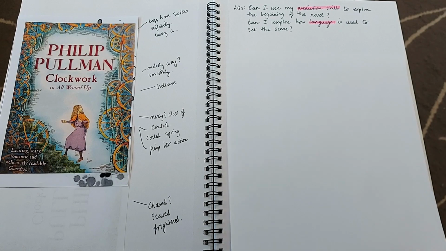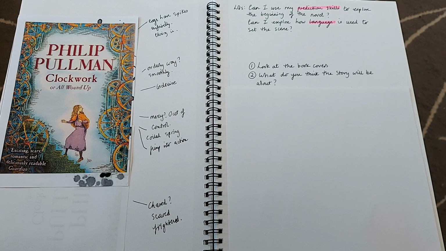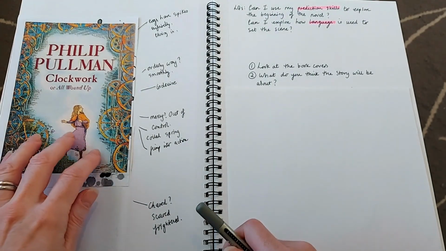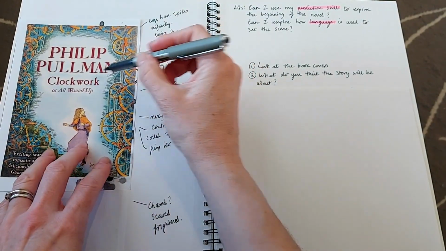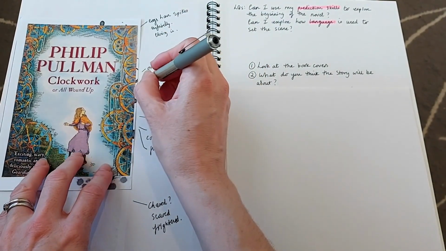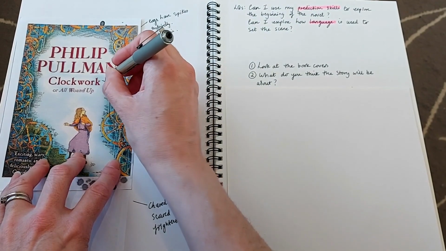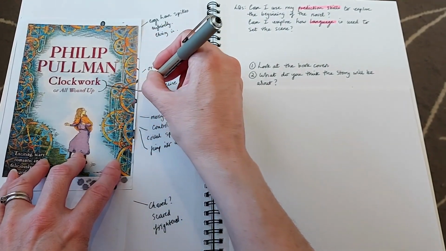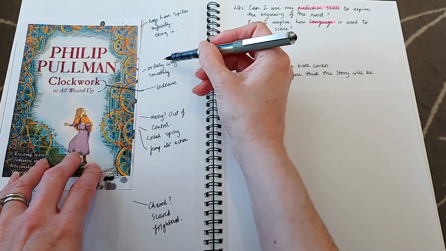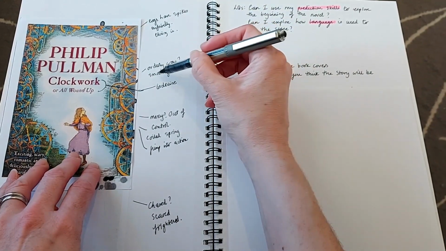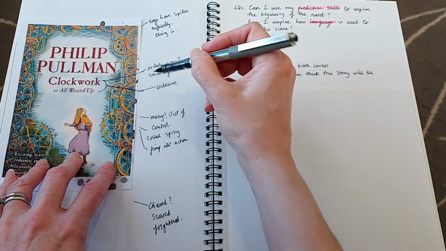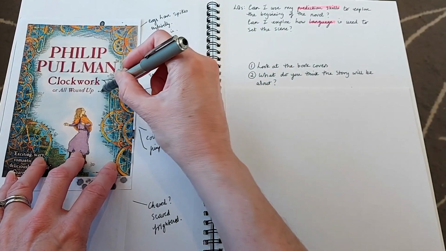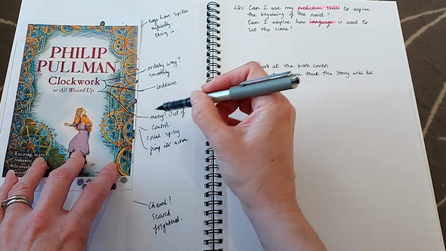So running through my questions, the first one is, look at the book covers and what do you think the story will be about? So I've started to analyse the front cover here, and I'll start with the title. So we've got Clockwork or All Wound Up. So I straight away thought this was very indecisive, that Pullman couldn't decide whether everything ran in an orderly way and smoothly, like clockwork, so that one would relate to clockwork, or is everything going to be all wound up? Is it going to be out of control and messy?